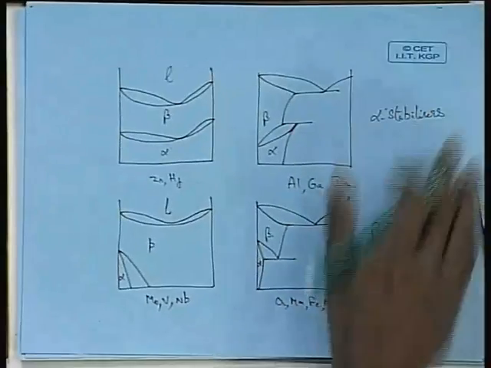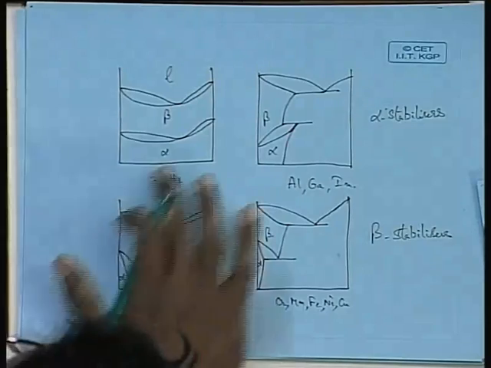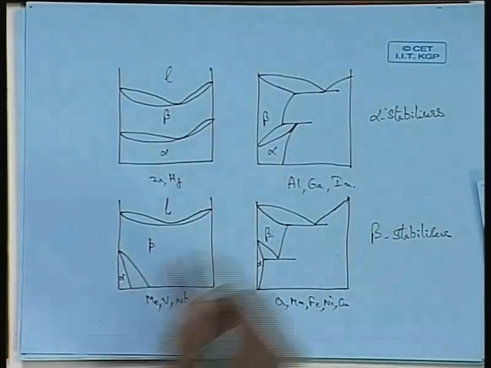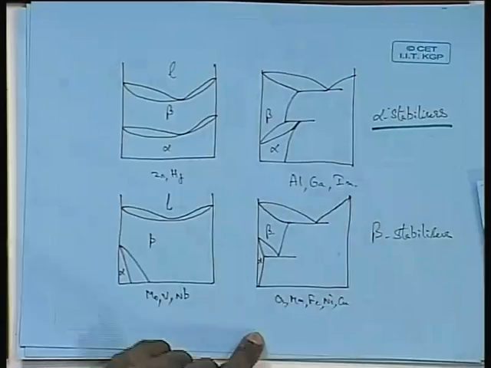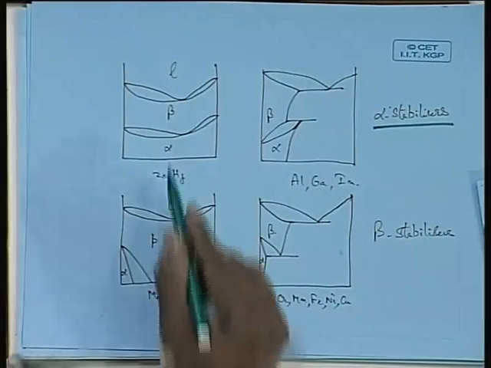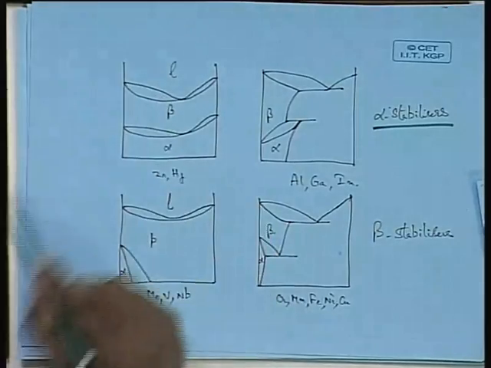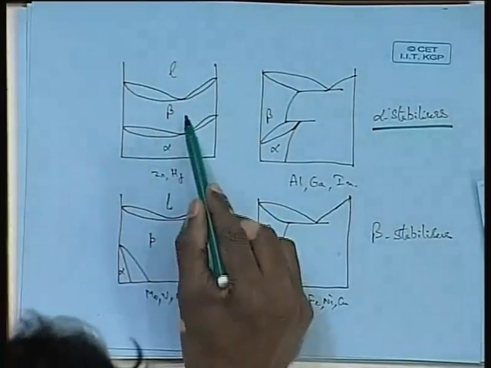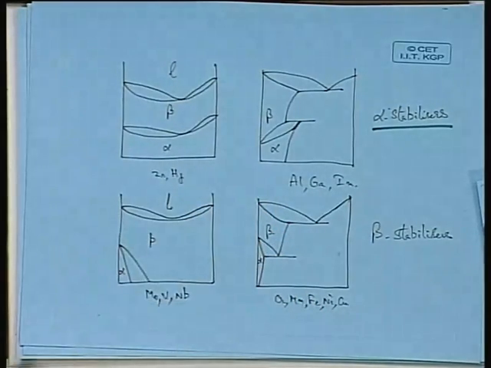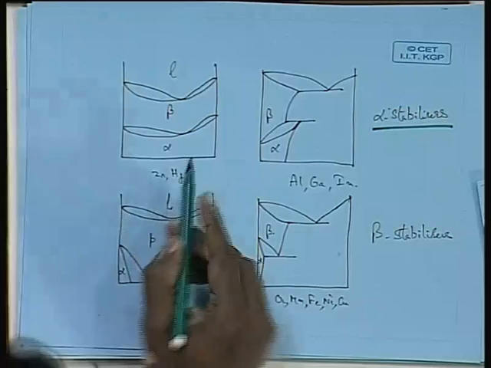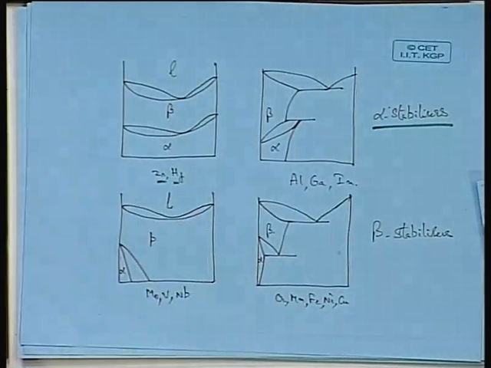Exactly similarly, people have added various elements, and when you add various elements, you get various types of phase diagrams. These are some of the phase diagrams that you get. When you add alpha stabilizers, one possible type of phase diagram is this. You have an isomorphous system, liquid transforms to beta, and again beta transforms to alpha, and you have a single phase alpha for the whole composition range from one end to the other end. That you get when you add elements such as zirconium and hafnium.